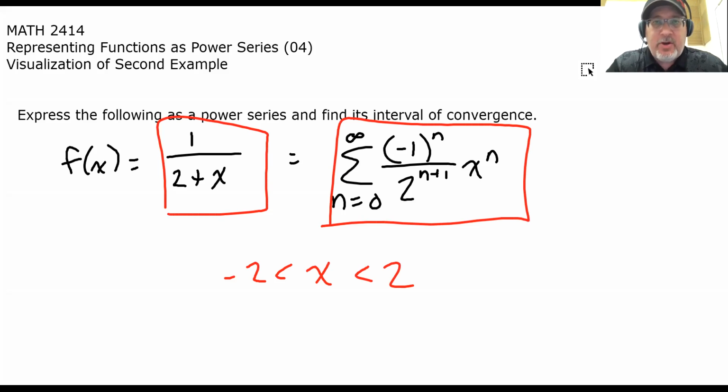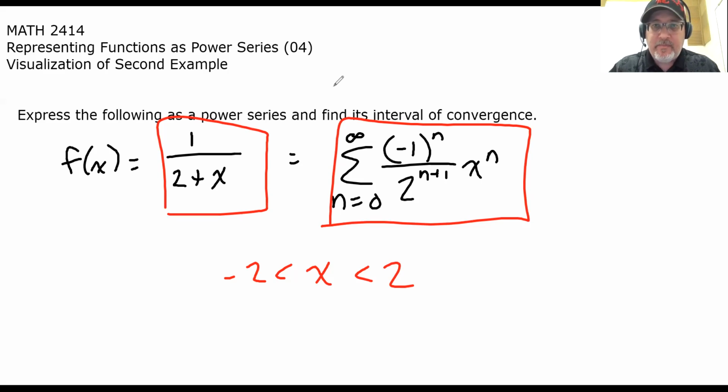And if you're watching this video and not the previous one and wonder where all this came from, go back and watch the previous video, video 3 in the series. But I wanted to just give you a quick visual that the series on the right does converge to the function on the left by going back into Desmos.